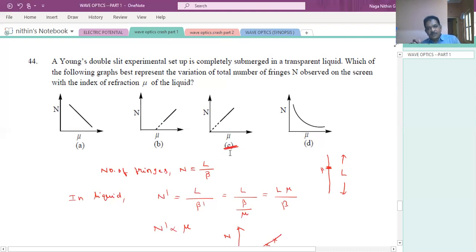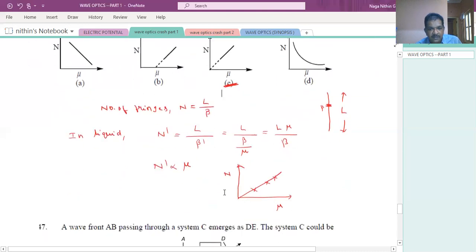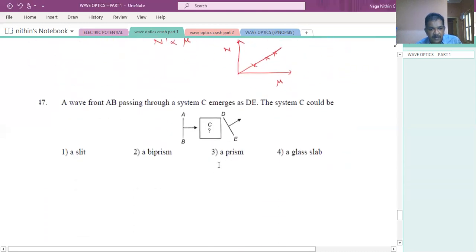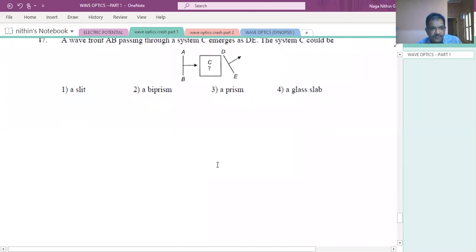What is the question? Young's double slit experiment is completely submerged in water. Then N fringes are observed. If you draw the graph between the refractive index of that liquid and N, what is the shape of the graph they are asking? The graph will be a straight line passing through the origin. Next.